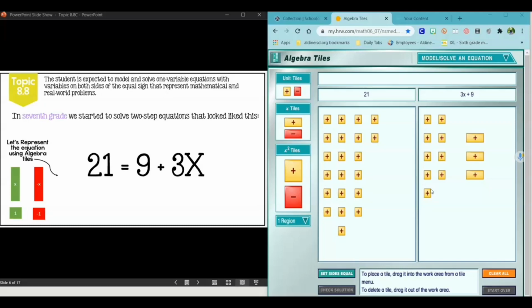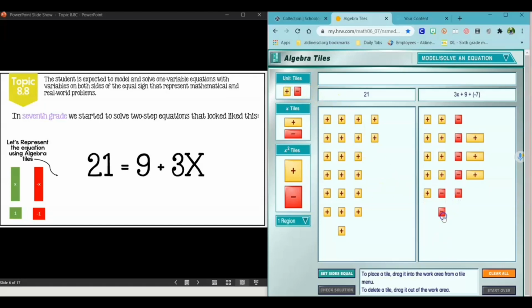Okay, so since the x is on the right side this time, we want to start with that side. So again, our goal is to still get this 3x by itself or x by itself, but first we need to cancel or get rid of this plus 9. So we're going to do the inverse operation by creating 0 pairs. So since I have 9 positives, I need 9 negatives. So I'm going to add these 9 negatives.